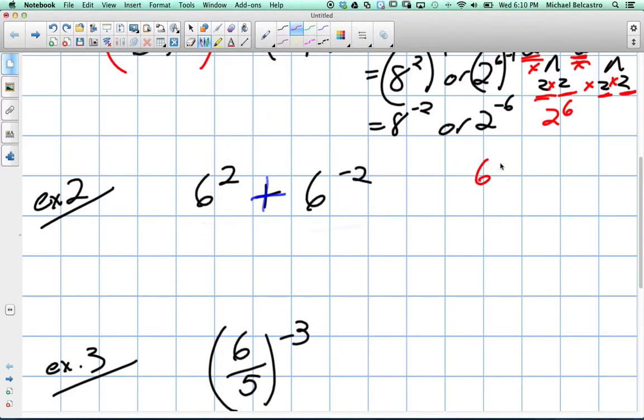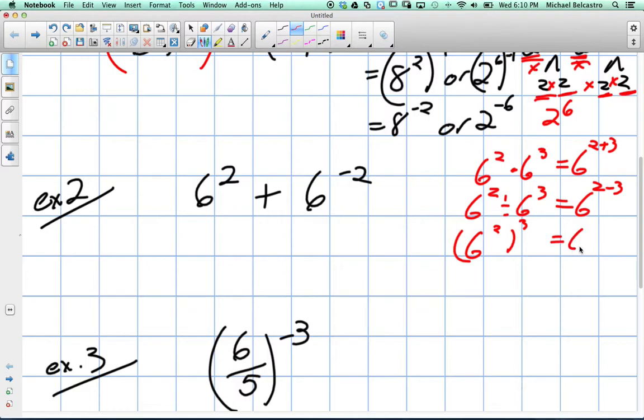So if I had 6 to the power of 2 times 6 to the power of 3, that would tell me to add the exponents, that would be 2 and 3. If I have 6 to the power of 2 divided by 6 to the power of 3, that tells me to subtract the exponents. And then that power of a power rule we just talked about, where we multiply the 2 exponents. That dot just means multiply.